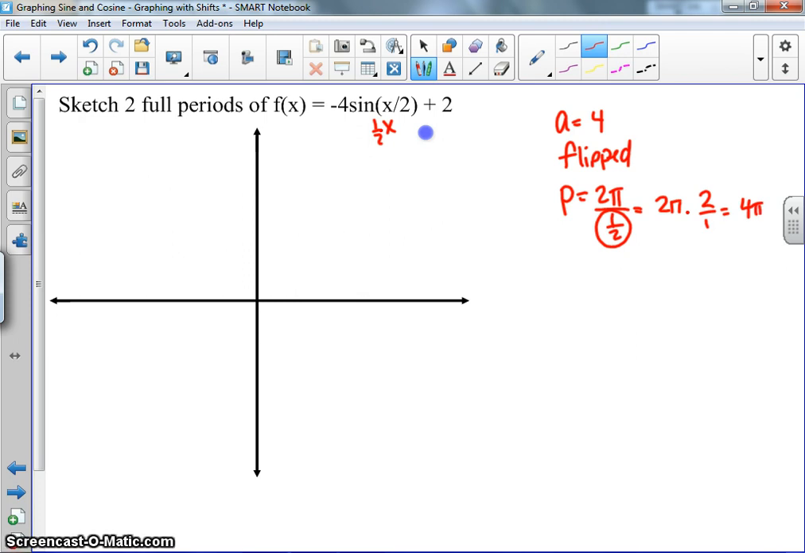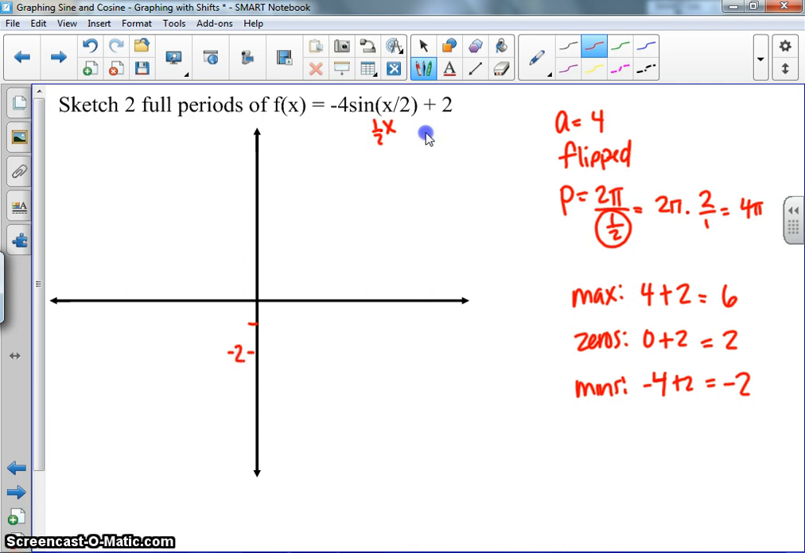Alright, so then maxes would normally be at 4, zeros at 0, mins at -4. And so then I'm going to shift this up 2 since I'm adding 2. And so now the maxes are going to be at 6, zeros at 2, mins at -2. And let's label that on our graph. So here's -2, positive 2, 3, 4, 5, 6.